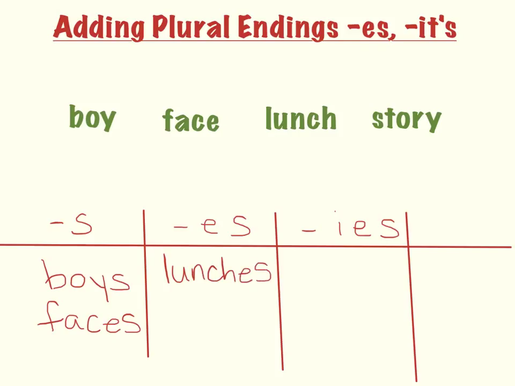The word story ends with a consonant and the letter Y. When a word ends in a consonant plus a Y, we change the Y to an I and add ES to make stories. Now let's look at the word house. Let's think about our rules and how we would make house a plural word. It ends in a silent E, so we just add an S to make it houses.